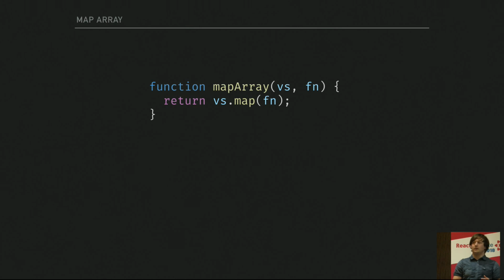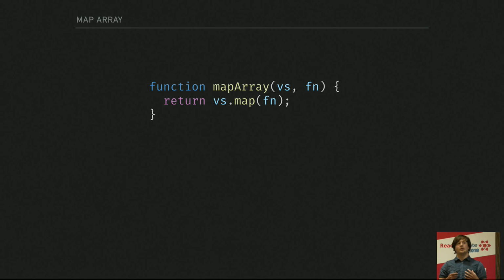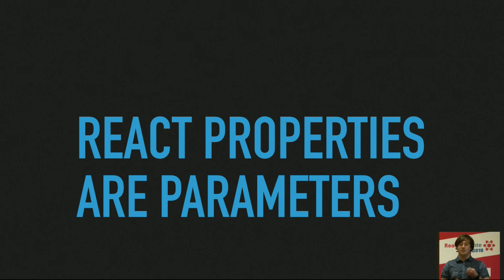So I've talked about how parameters in JavaScript can be used in normal functions just to aid in code reuse. And now I want to talk about specifically React. Well, React properties are really just parameters. There's no difference between parameters to a function and properties in React. All of the same principles apply.